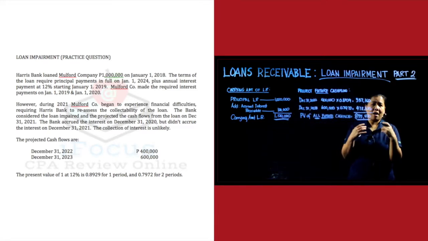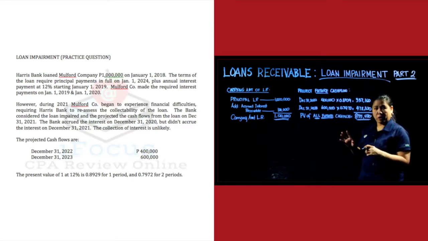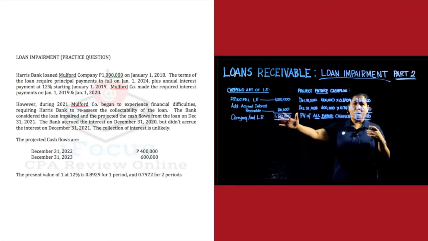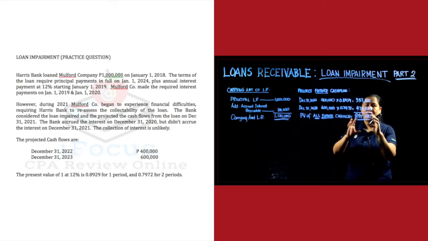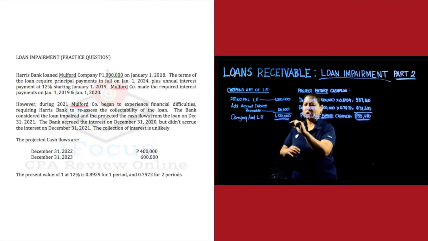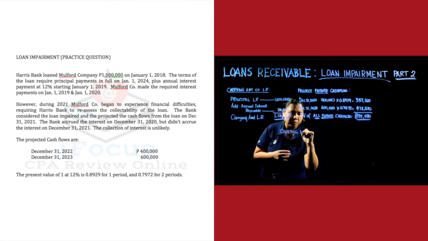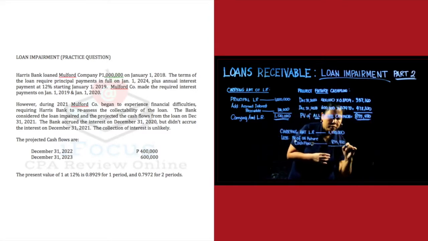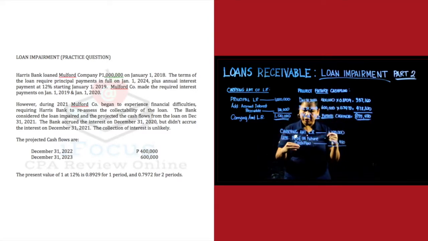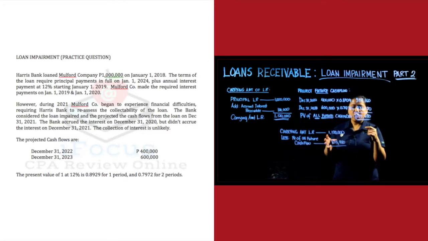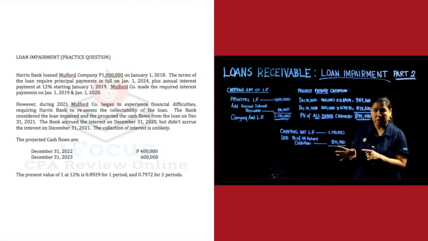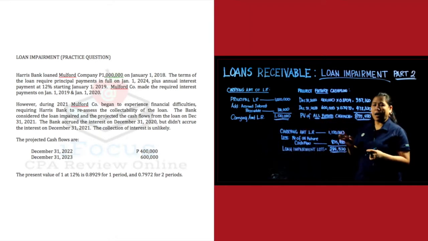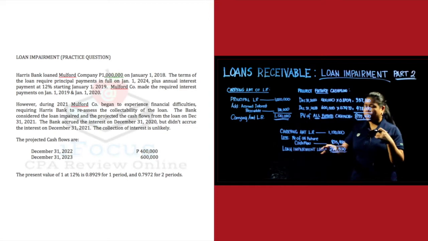Then, paano natin nakakalculate ngayon ang ating impairment loss? Ang impairment loss is the difference between this carrying amount at ang present value of our future cash flows. So, itong difference niya, ang ibig sabihin, ang impairment loss natin ngayon is 284,520. So, ganyan po ang ating calculations ng ating loan impairment loss.